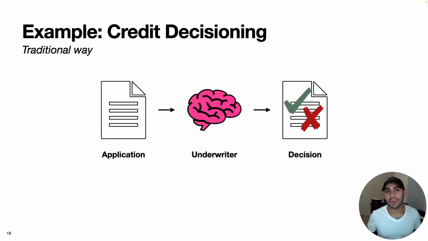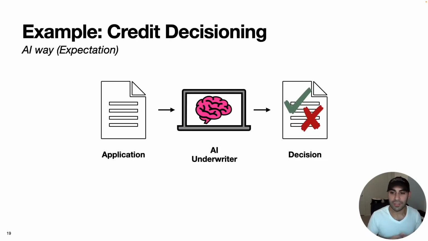However, now that we've learned about AI and machine learning, we might think, oh, we can just replace the human underwriter with an AI underwriter, right? And the answer to this question is yes and no.